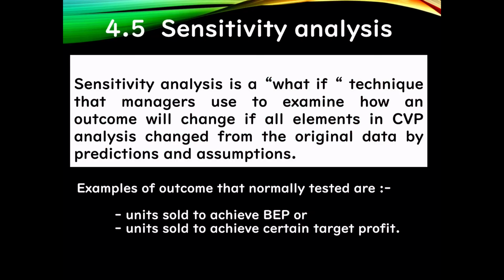And the final part for this video is 4.5 sensitivity analysis. Sensitivity analysis is a what-if technique that managers use to examine how an outcome will change if all elements in CVP analysis change from the original data by predictions and assumptions. Examples of outcomes that normally tested are units sold to achieve BEP or units sold to achieve certain target profit. The detailed explanation will be explained in the tutorial video.